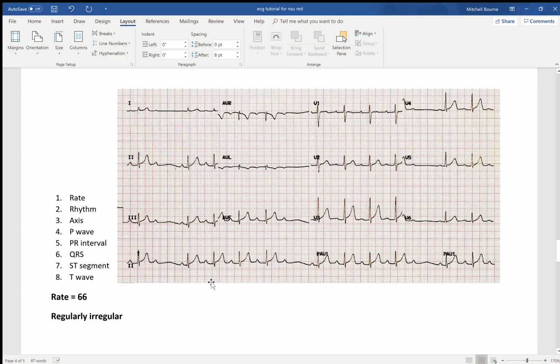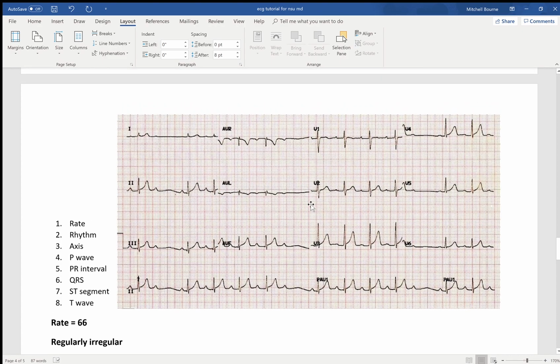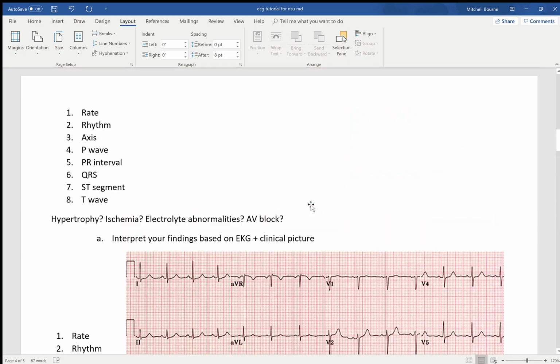So the axis, I know we didn't do axis on the last one, but it's fine. So let's do axis here. We have positive, a tiny little guy, in 1. We have a positive in 2, and we have positive in 3. So it's basically positive in all of these. If it's positive in 1, 2, and AVF, we can assume it's normal. Let me show you again.